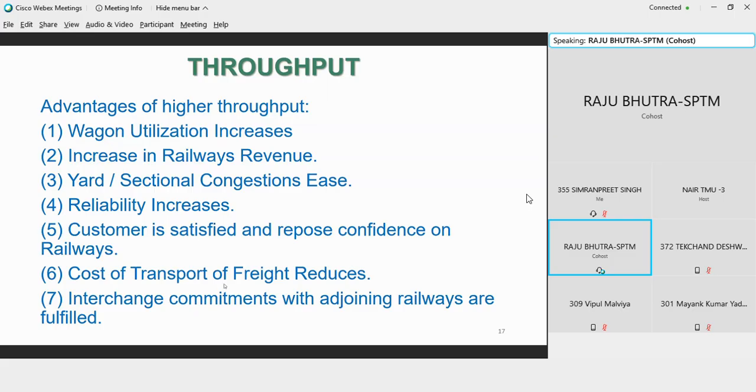The interchange commitments with adjoining railways are fulfilled. So whatever commitments we are having with the adjoining railways, we can fulfill them. Otherwise, if our throughput is not good, we will not be able to meet the commitments. What are interchange commitments? The number of trains which we commit to hand over to the adjacent division, or we are ready to take over from the adjacent division. So if our throughput is not good, we will not be able to move trains which have been committed to be handed over at an interchange point to the adjacent division. So to meet the interchange commitments, our throughput should be good.